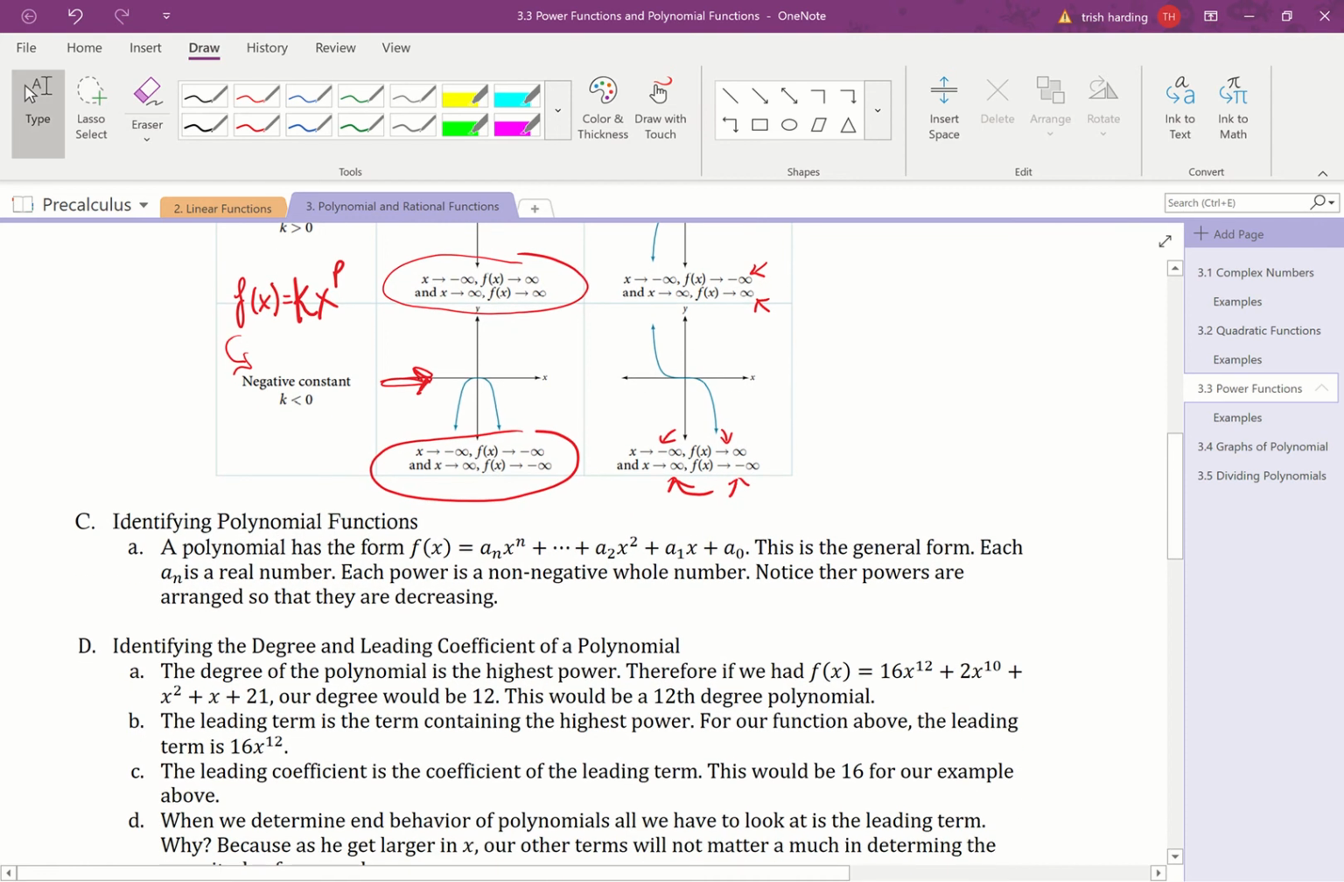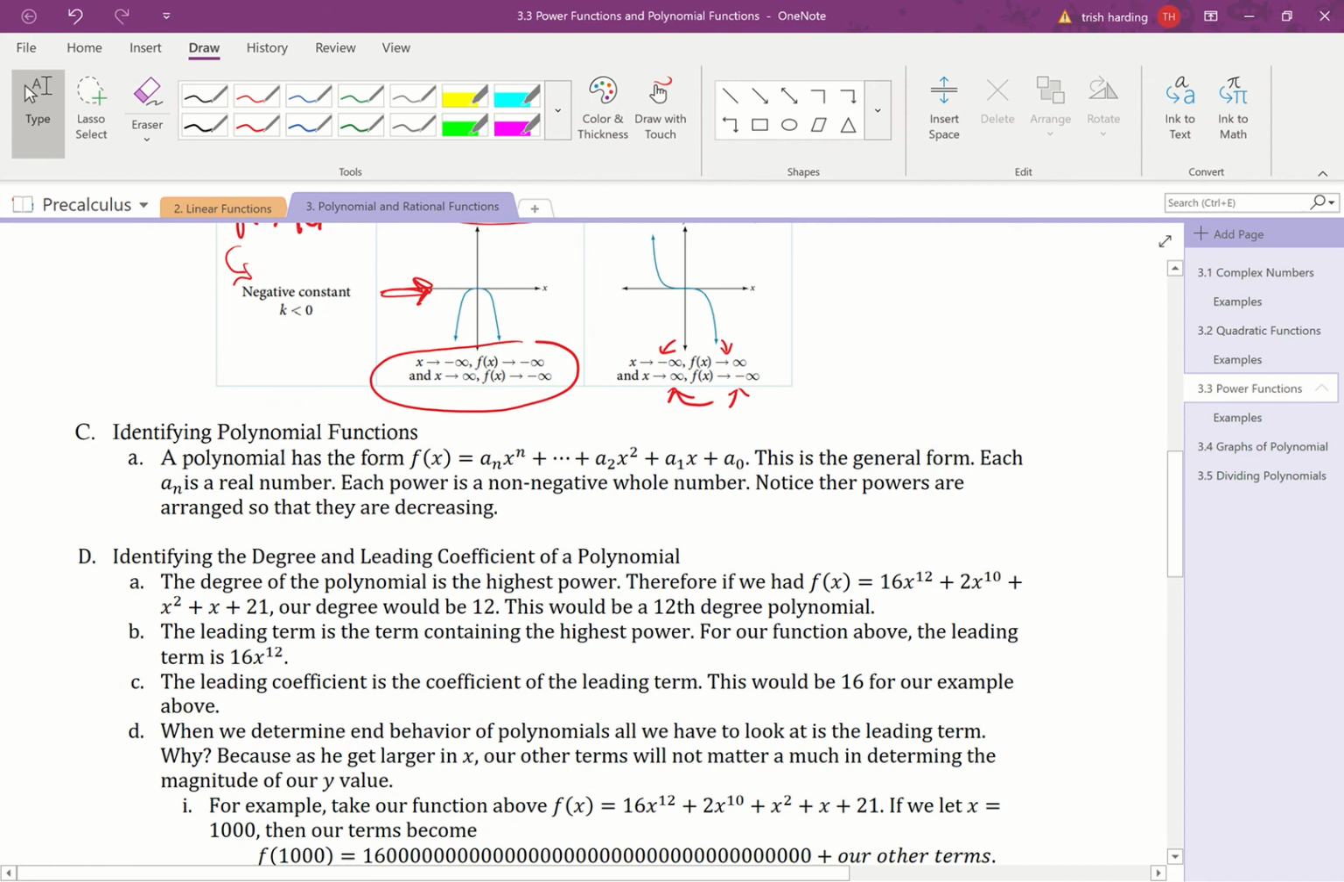Now we will identify polynomial functions. A polynomial function is sort of like a grouping of these power functions. These polynomial functions are probably what you're most used to. A quadratic function is a polynomial function. This is the general form of a polynomial function. All of the coefficients, the a_n's, are real. Each power is a non-negative whole number.